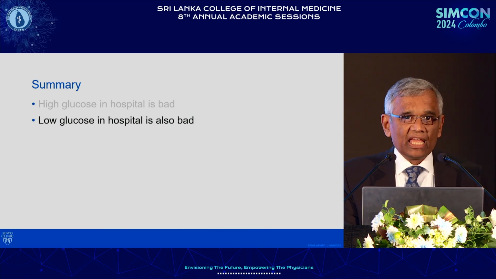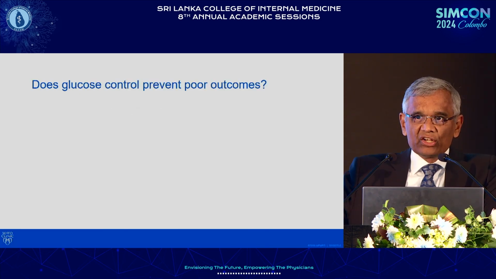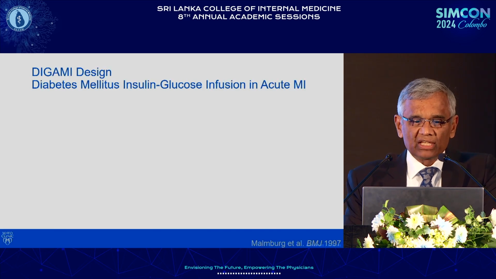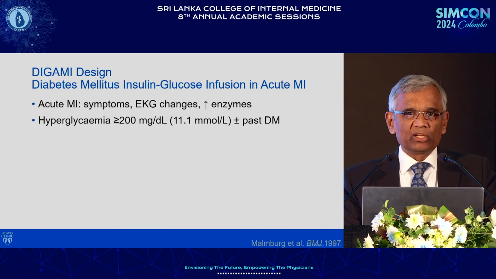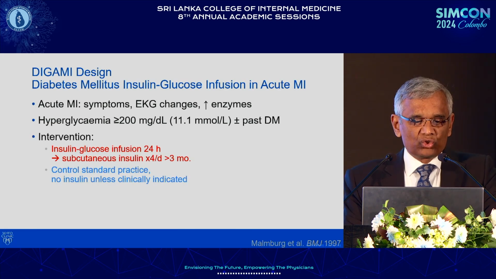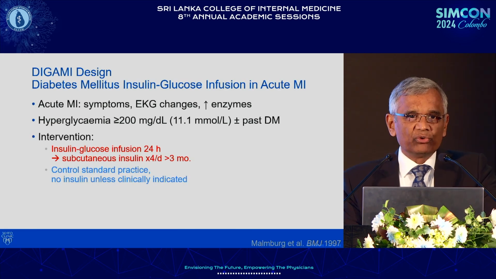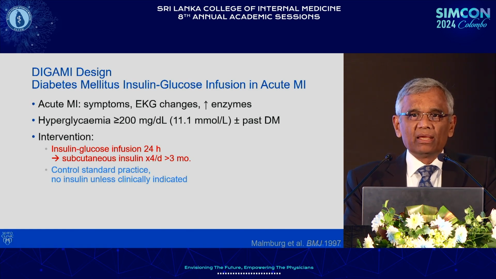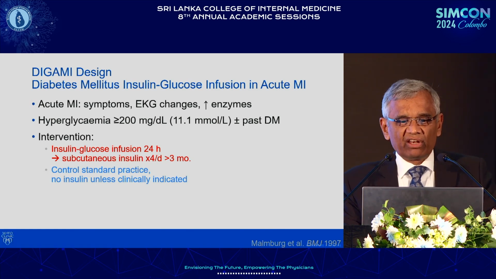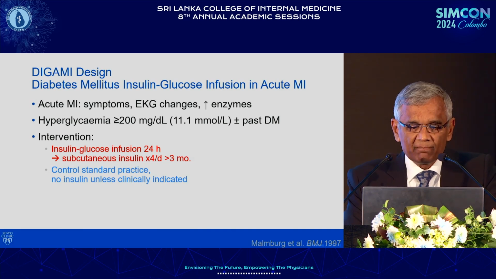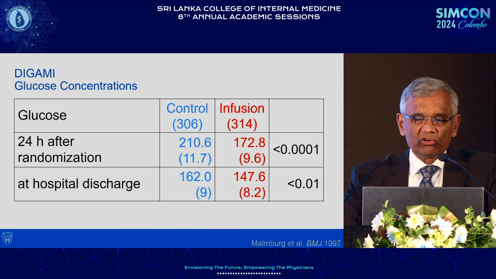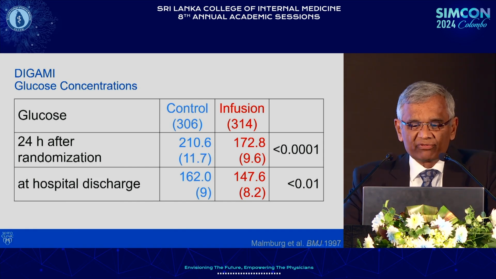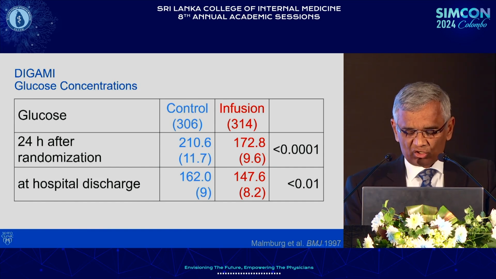Now the question is, if high glucose is bad in hospital, does treating high glucose prevent outcomes? This is the pivotal trial, the DIGAMI study, the diabetes mellitus insulin glucose infusion studies in acute MI, in which the standard patients of acute MI were taken and randomized into 2 groups, one which received insulin glucose infusion for first 24 hours and then started subcutaneous insulin, and others were given insulin only if clinically indicated at that time. And this is what happened. After 24 hours, the glucose in the intervention group was about 40 points lower, and at the time of dismissal, about 15 points lower than the control group.